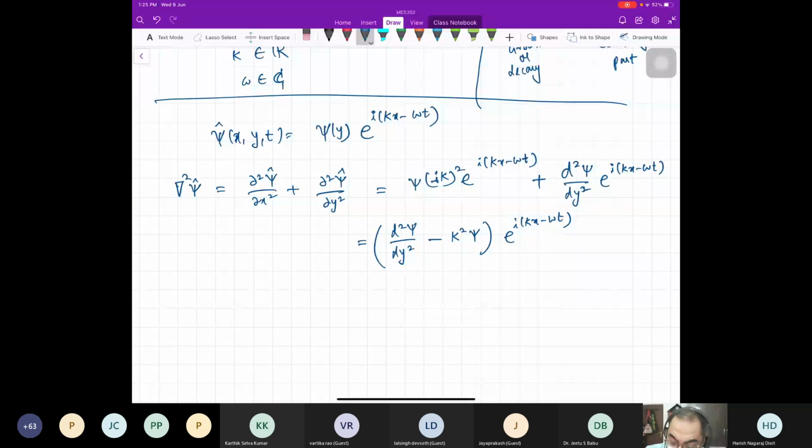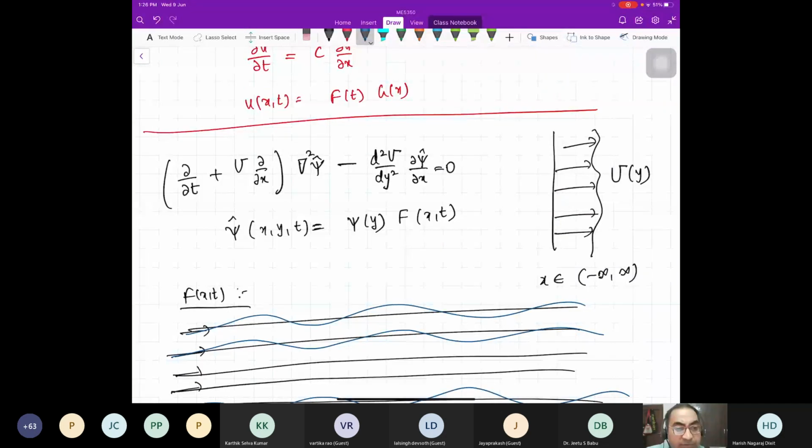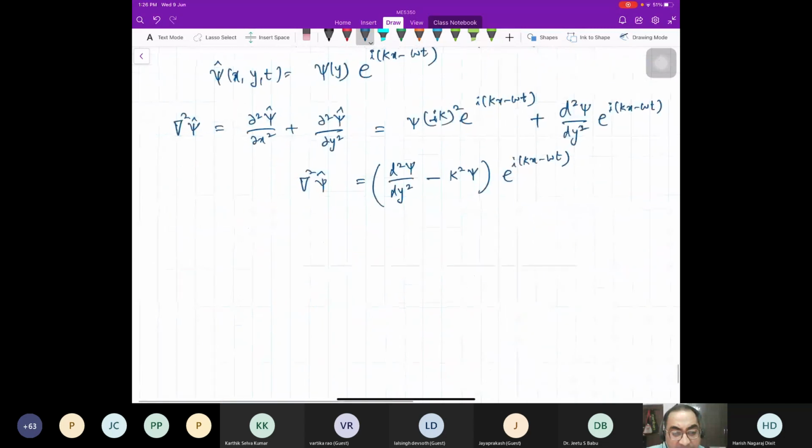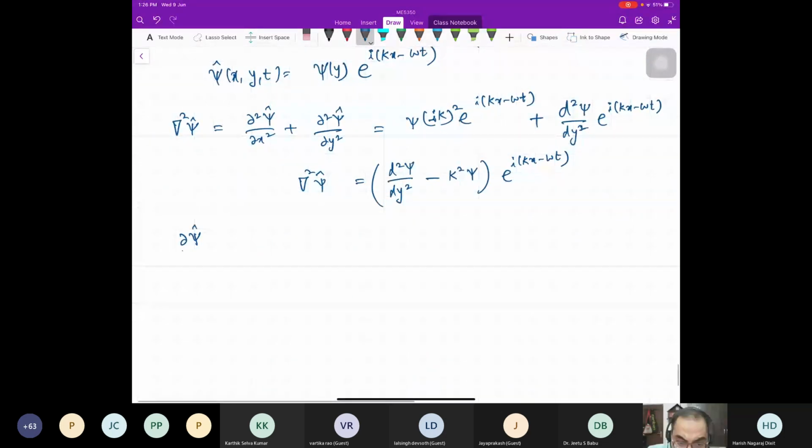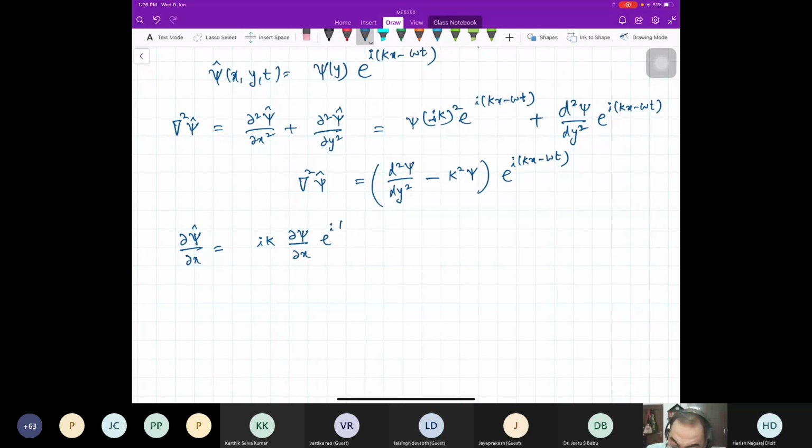I also need one more on the right hand side. I have the second term in my original equation that I wrote, which has del psi hat by del x. Let's write down that as well. It is ik psi e to the power i(kx minus omega t).